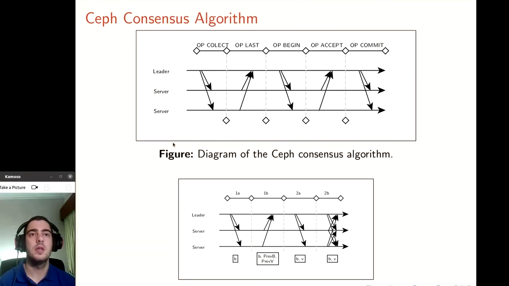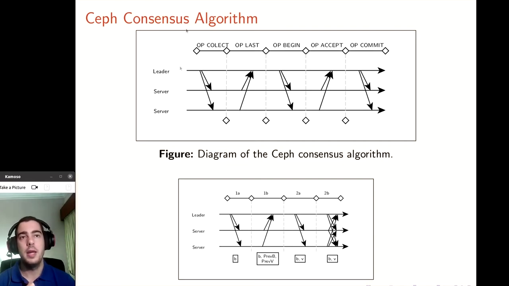There is also a lease phase not represented in this diagram, and this lease phase has two goals. The first is to work as a heartbeat, so the leader can know which servers are up and which servers are down, and it also works as a mechanism for the clients to know when it's safe to read a value from a monitor and when it's not.